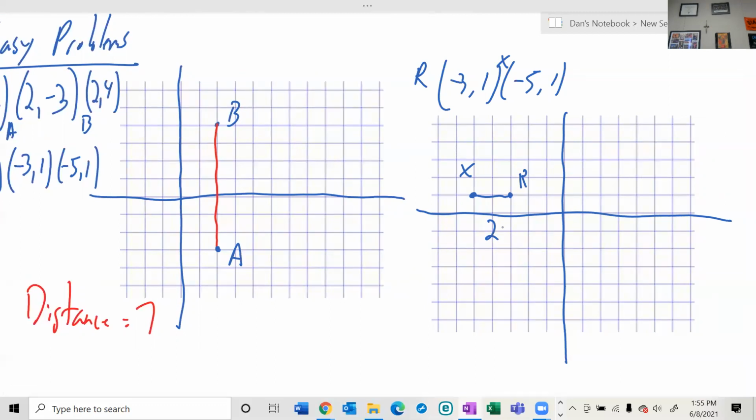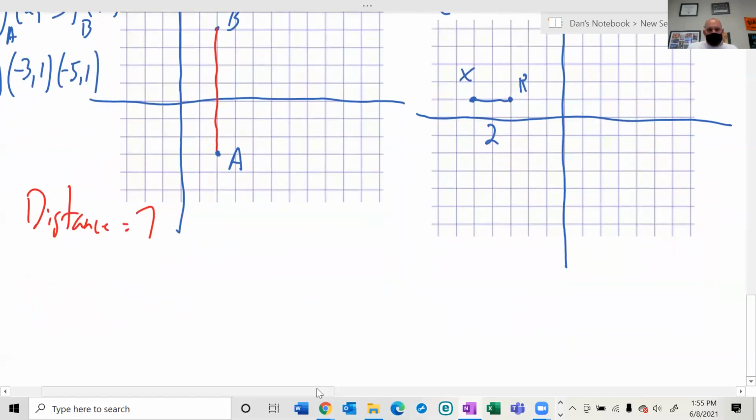Okay, go grab it out. All right. That's way easier than doing some crazy formula, isn't it? Here, let's try another one.